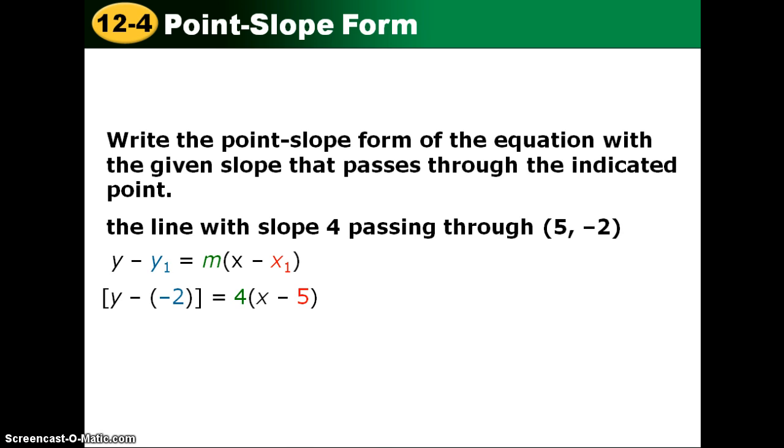The only thing we would want to do is go a step further. When we see y minus negative 2, make that into y plus 2. That's as far as you need to go to get to point-slope form.